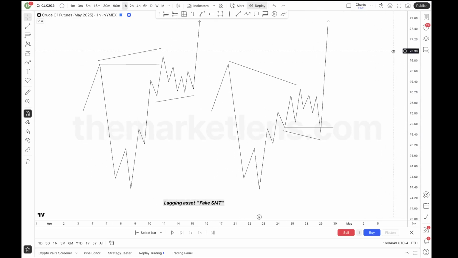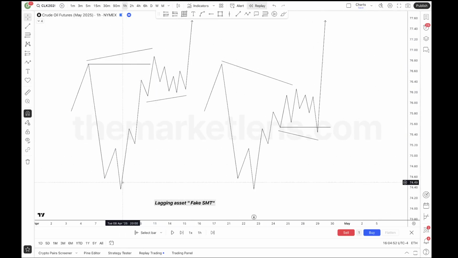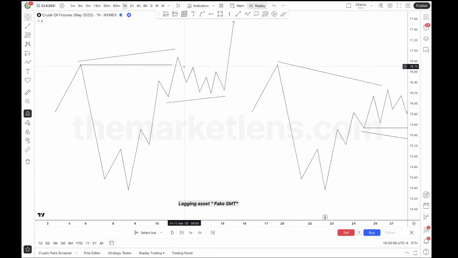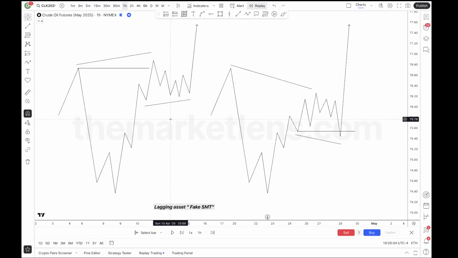So this is really when you hit any high. If this is going to be a manipulation, then what do we want to see? We want to see a reversal signature, just like over here. But when we don't get that, when the stronger asset more so consolidates, this generally just means that this asset is going to continue. Both assets will reach into this high. This asset is just lagging. So lagging or fake SMT.